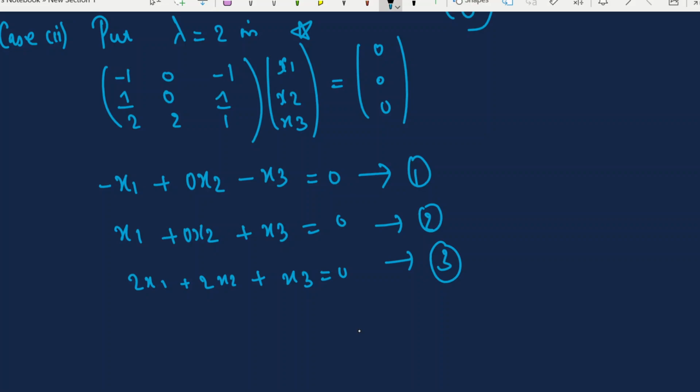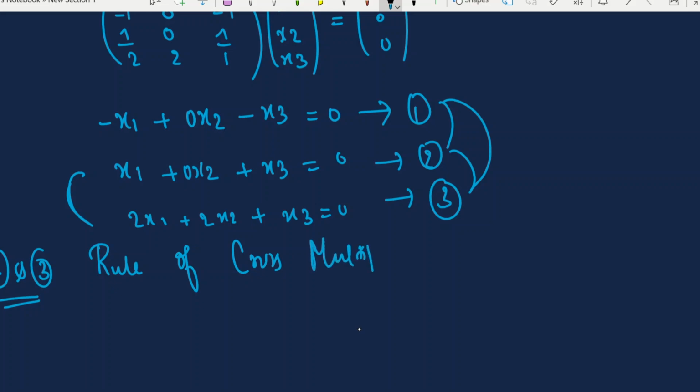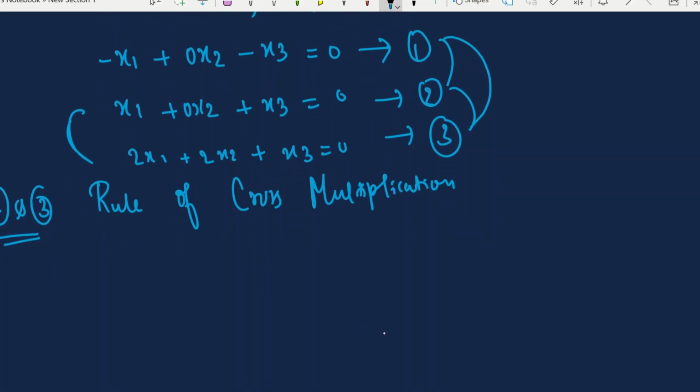So you can combine 1 and 2, or 2 and 3, or 1 and 3. The choice is yours. You can combine any two equations. Now I am going to select 2 and 3, and apply the rule of cross multiplication. What is the rule of cross multiplication?